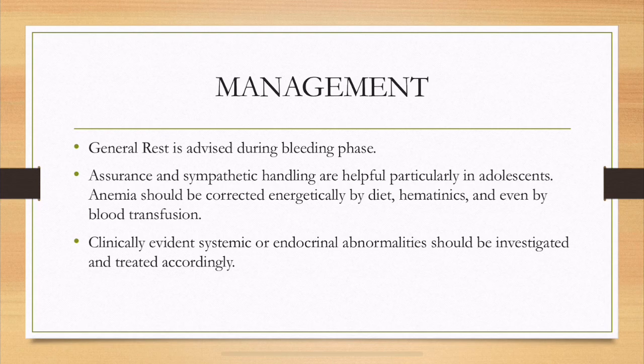Anemia should be corrected energetically by diet. If the patient is anemic, by giving them good diet plans we need to increase their hemoglobin levels, along with hematinics, and even blood transfusion. In extreme cases, if the patient is too pale or too anemic, then the blood has to be transfused. Clinically evident systemic or endocrinal abnormalities, such as hyperthyroidism and hypothyroidism, should be investigated and treated accordingly.